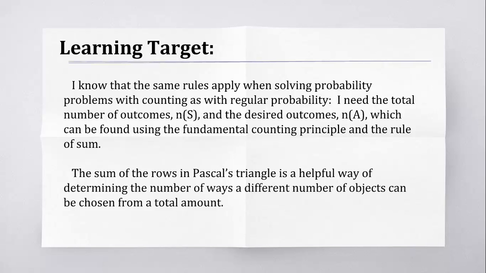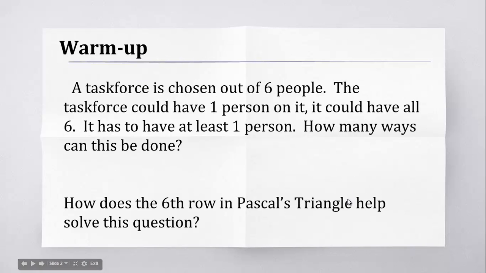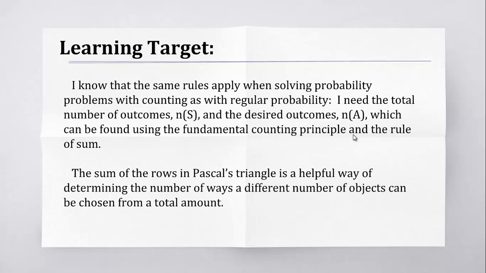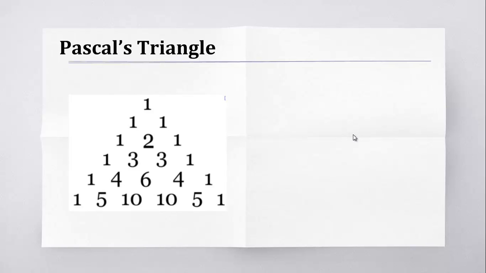And the second part of it is the sum of the rows in Pascal's Triangle, and that's why I mentioned those rows. It is a helpful way of determining the total number of ways a different number of objects can be chosen from a total amount. So that's kind of wordy, but by a different number of objects, that's what we're saying in the warm-up, where you've got 1 object or 2 objects or 3 objects. And so Pascal's Triangle does help out with that.